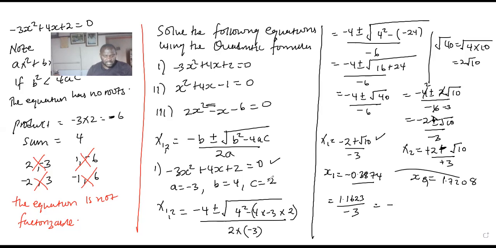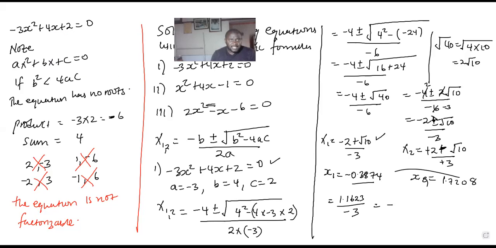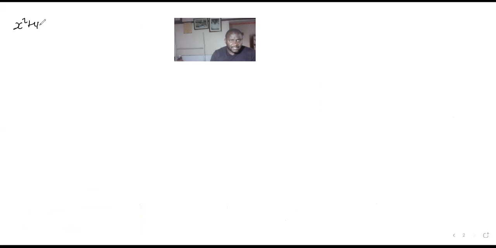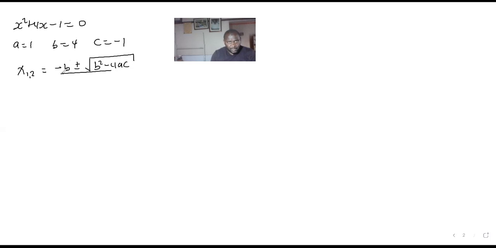Let me do the second one. The third one is yours. Then the other method of completing squares, I'll discuss it next time. This one says x squared plus 4x minus 1 is 0. Our A is 1, our B is 4, our C is negative 1. Always identify them before you use the formula. x is equal to negative B plus or minus root of B squared minus 4AC, all is over 2A.